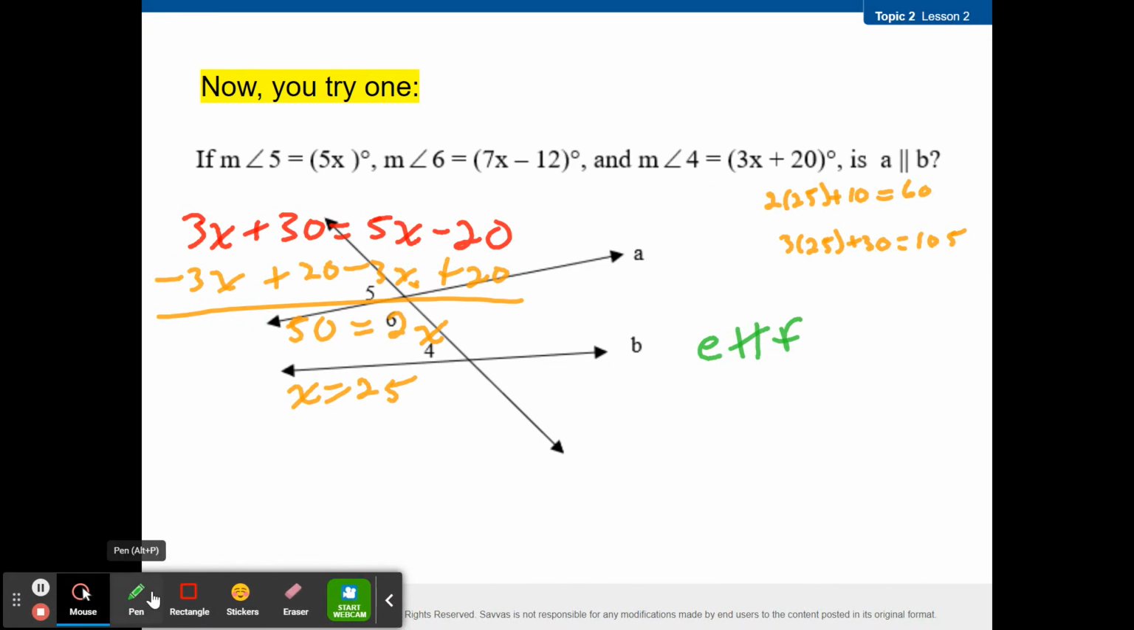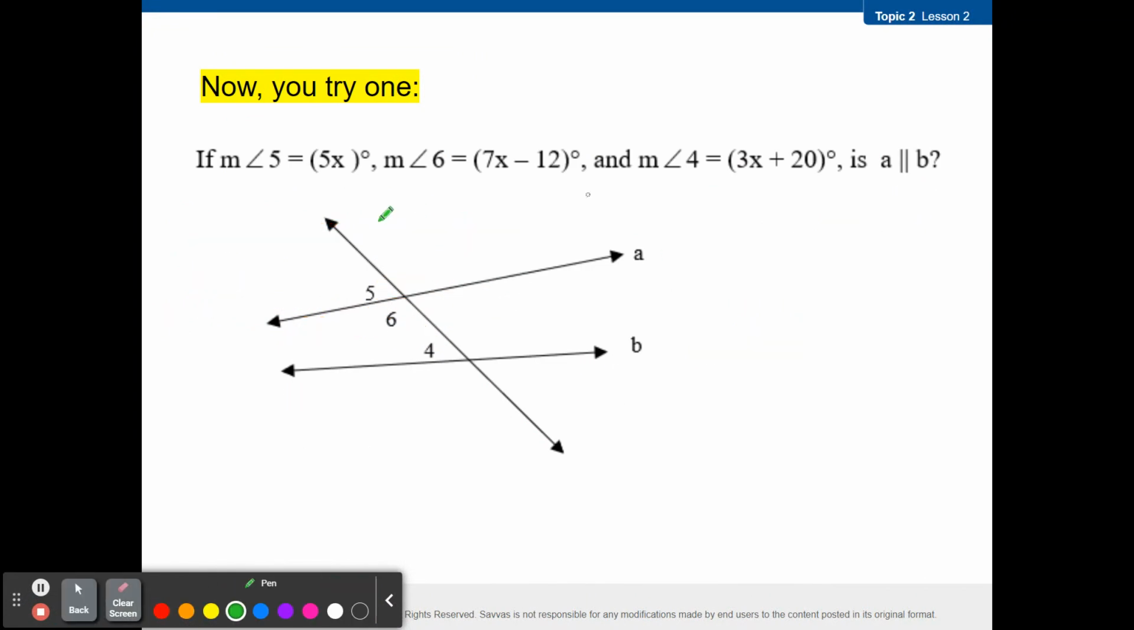All right, so now here is your next one that you try. Now remember, this looks like they're not parallel, but do we always trust the picture? No, we trust the math behind the picture. So I'm going to substitute this stuff in for you guys. So here is 5x. This guy ends up being 7x minus 12. And then we have 3x plus 20. All right, I want you guys to solve for this.